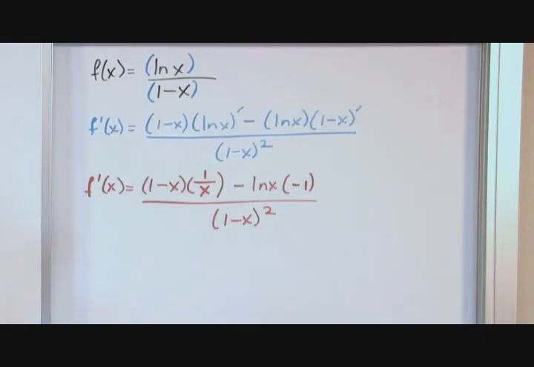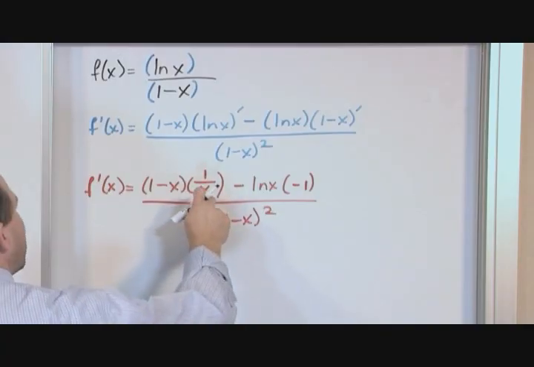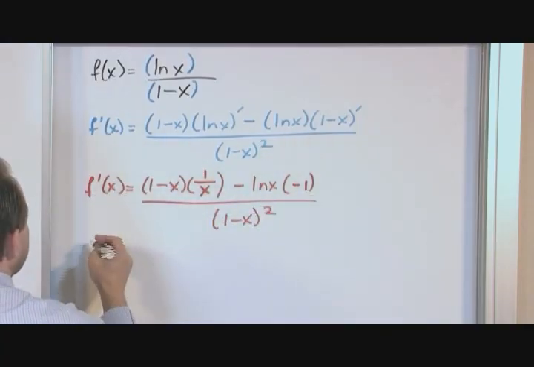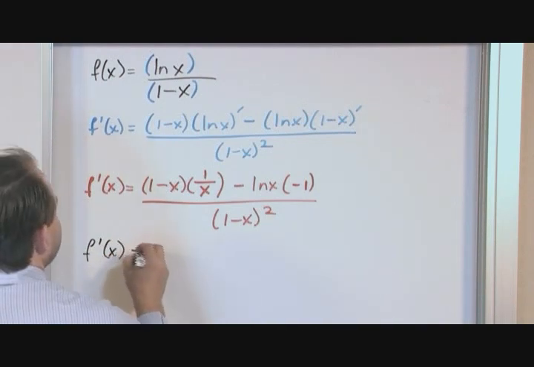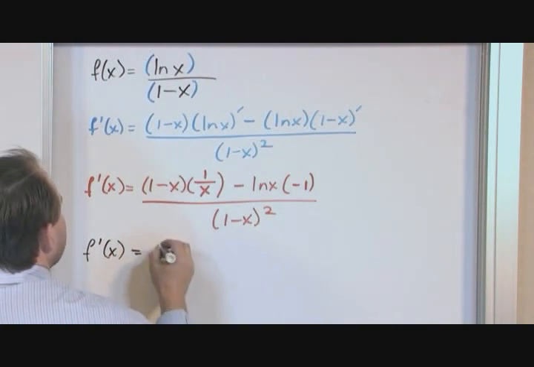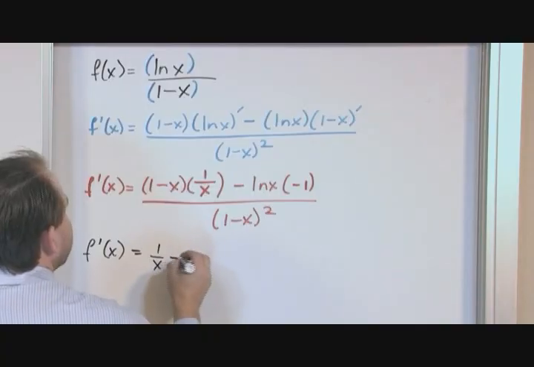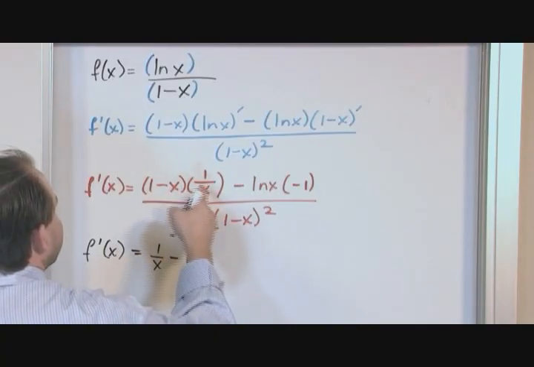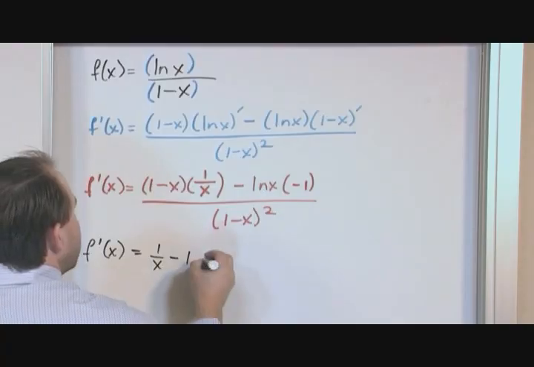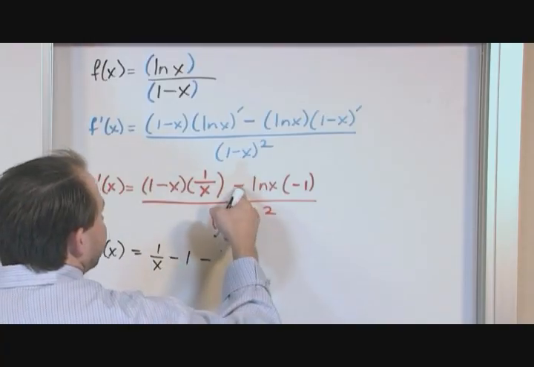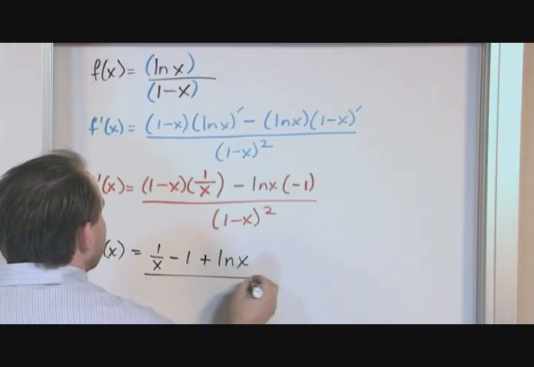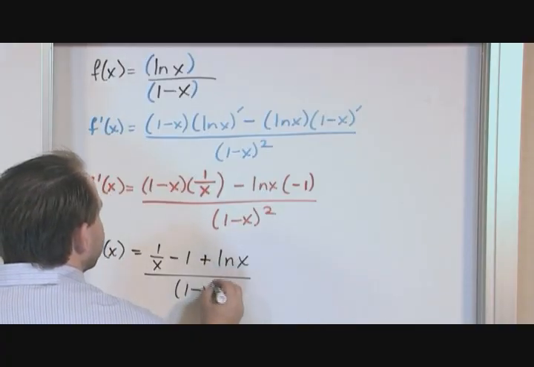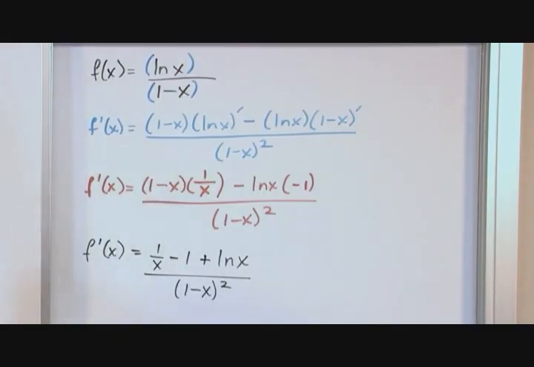Okay, so what we're going to do next is distribute this 1 over x in, because this is really the answer. But let's try to simplify it a little bit better if we can. So the next thing we're going to do is multiply this guy in. So we'll have 1 over x minus 1, because this times this, the x's will cancel. Minus comes from here. Minus, well actually plus, because negative times negative is positive, natural log of x over. And the bottom is 1 minus x squared. Now this really is the answer.